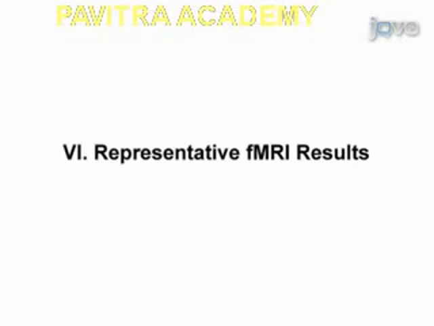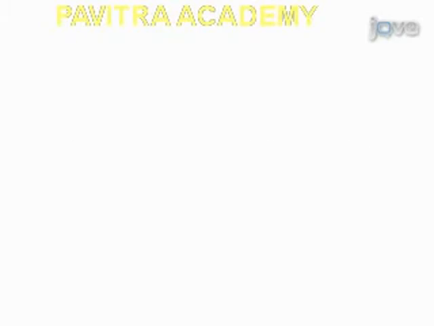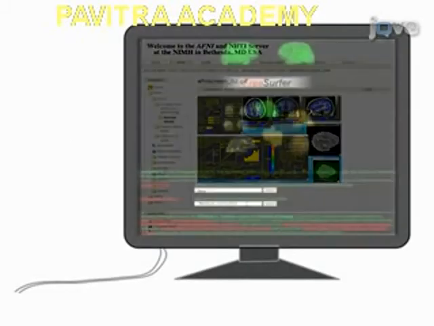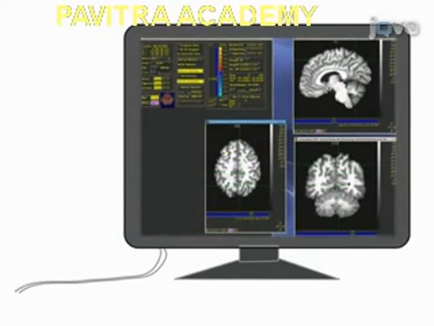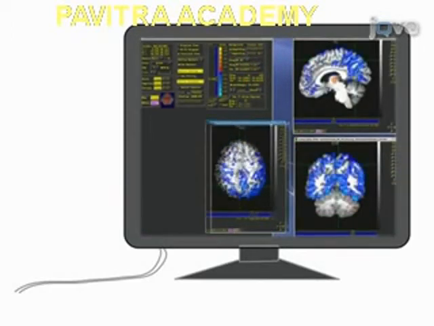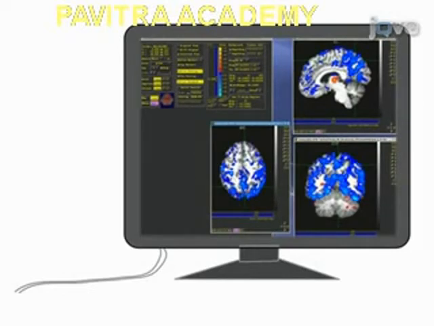Here's a look at some representative fMRI data which we processed with AFNI. Other software such as FSL or FreeSurfer can also be used. Functional scans are overlaid over the high-resolution anatomical maps of the cohort. All group maps shown here are thresholded at p less than 0.0001 uncorrected.